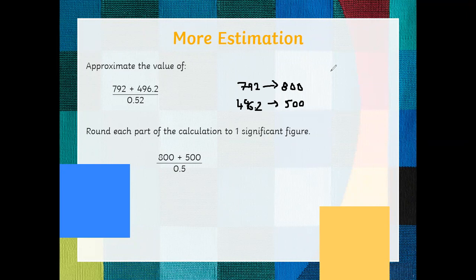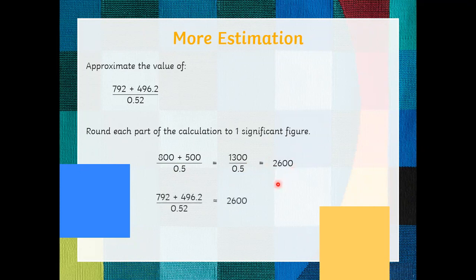And then finally, 0.52, which I'll write up here. When rounded to one significant figure, the most significant figure is this 5, so we will round it down to 0.5. And then we do that calculation with 800 plus 500 over 0.5, and we get 1,300 over 0.5, which gives a final answer of 2,600. And then we can say that all of this statement here is approximately equal to 2,600, and we can see what the actual answer was.